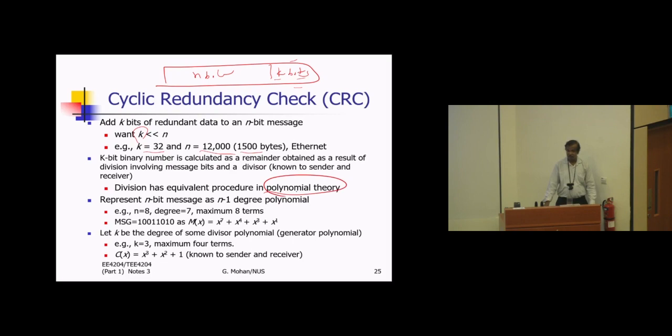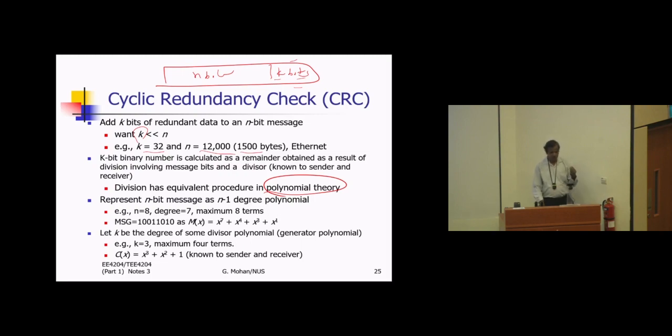Note that this polynomial theory is used to establish that if you do division this way, your error detection is very strong. It's able to detect these kinds of errors, right? But your computer is not going to do the polynomial, because what it knows is binary, ones and zeros, right?